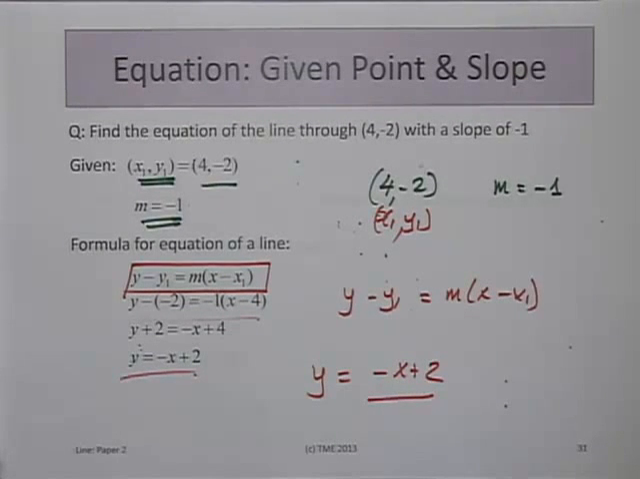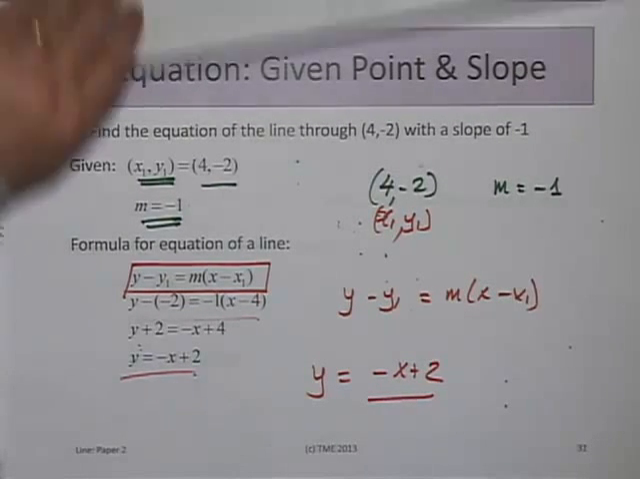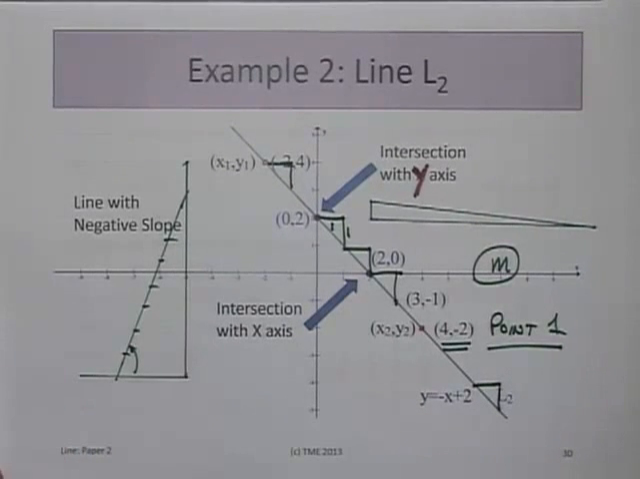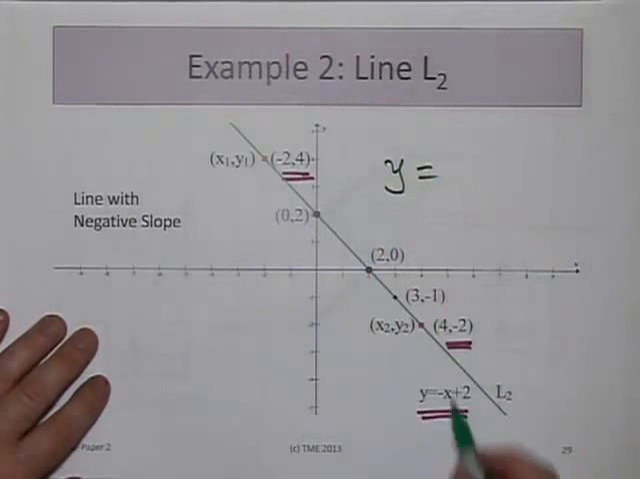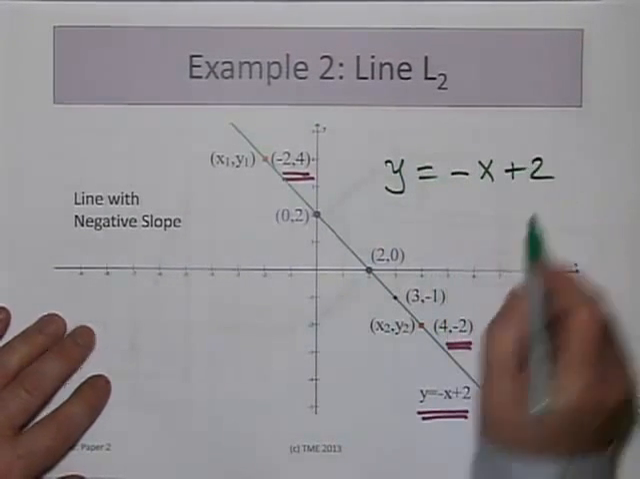Having done all the calculations through, let's just look at that for a moment. What this is saying is that line 2, for some reason, has the equation y is equal to minus x plus 2.